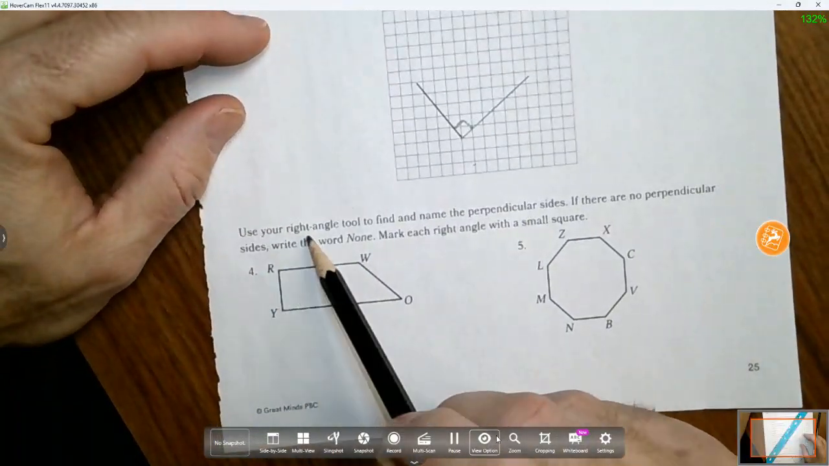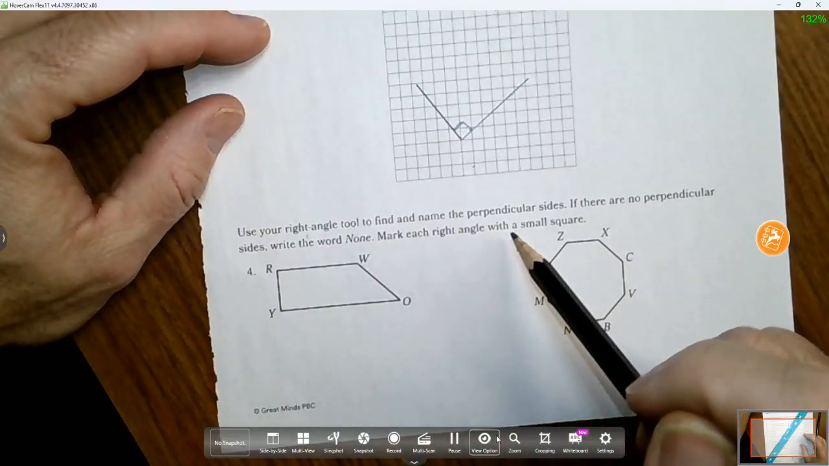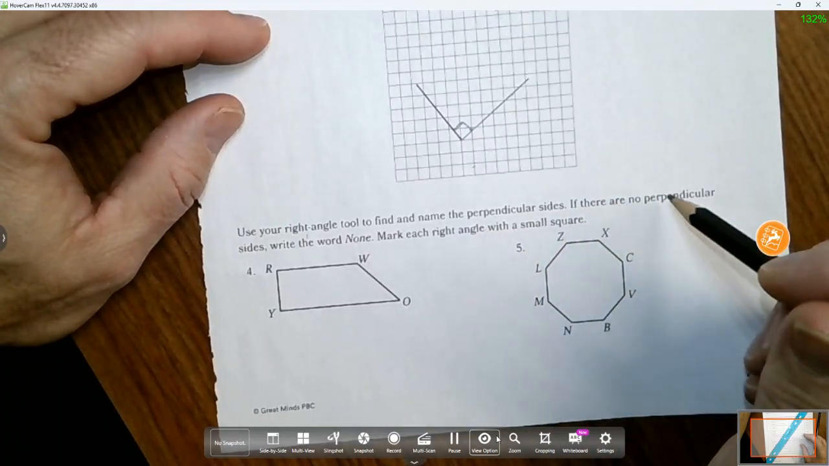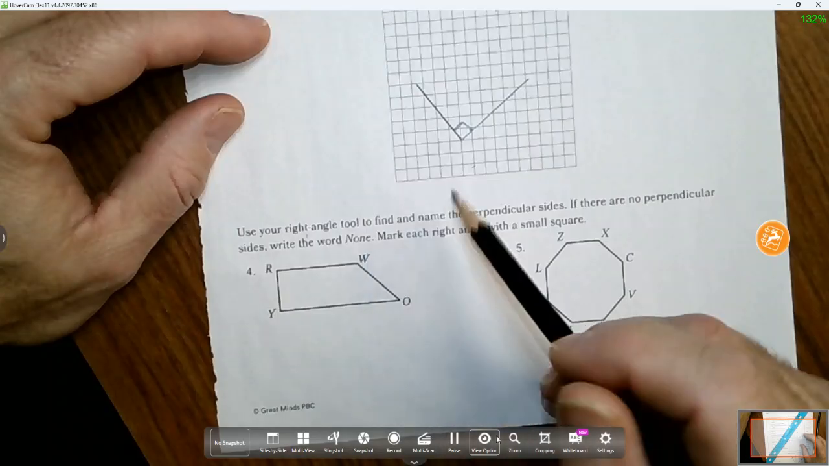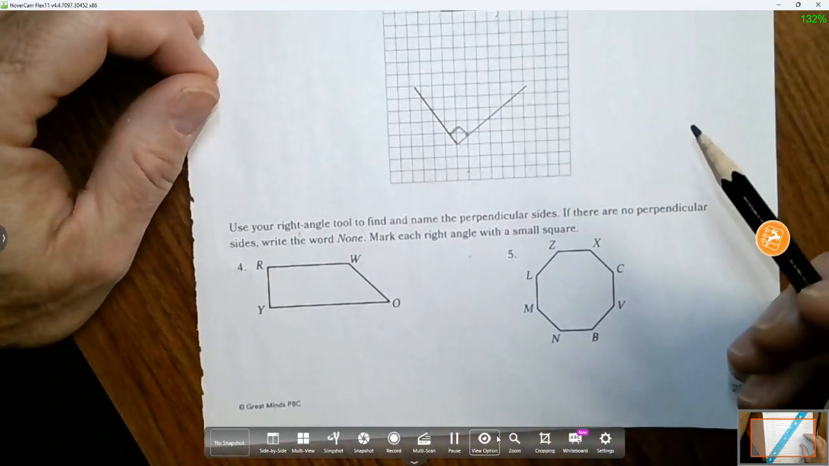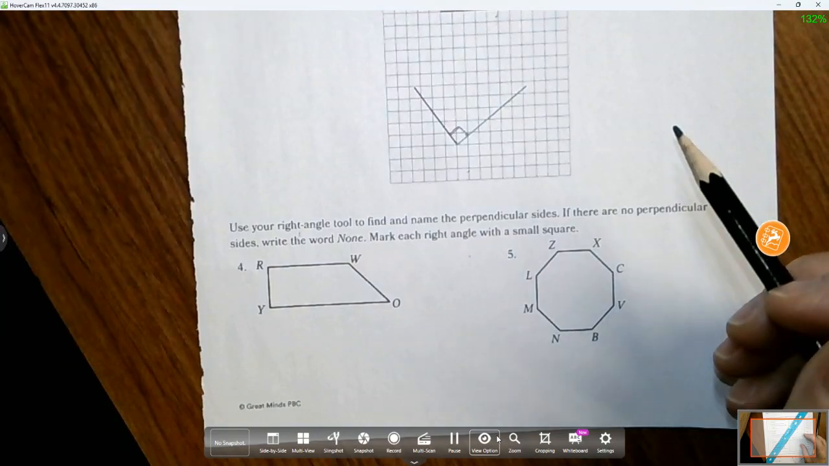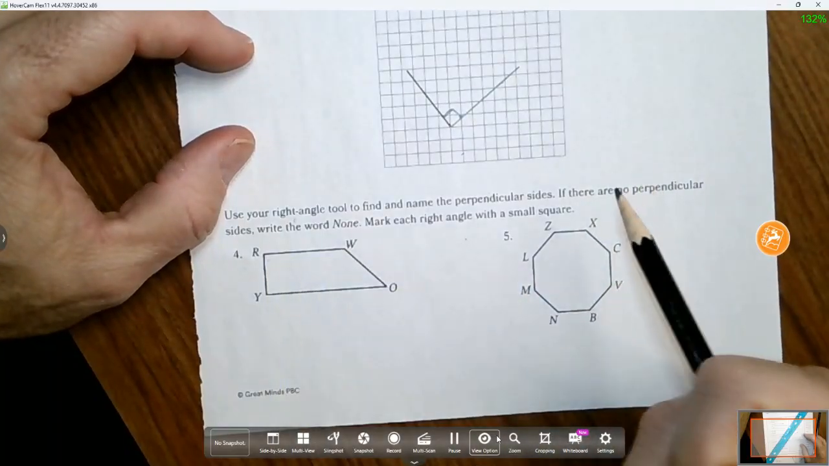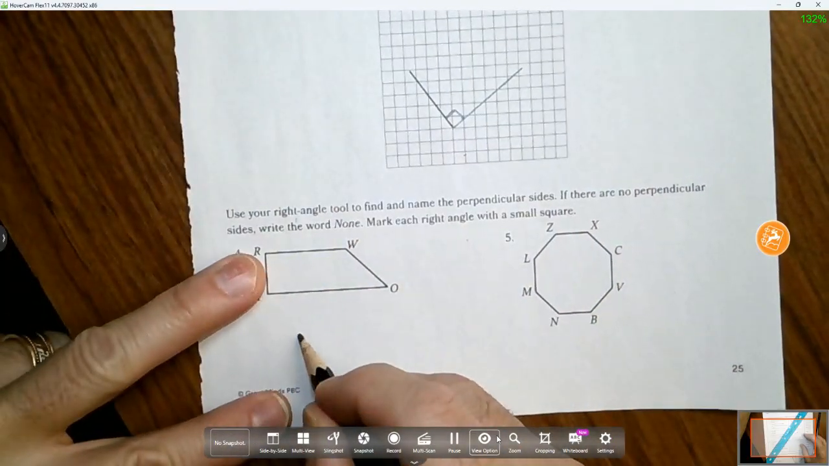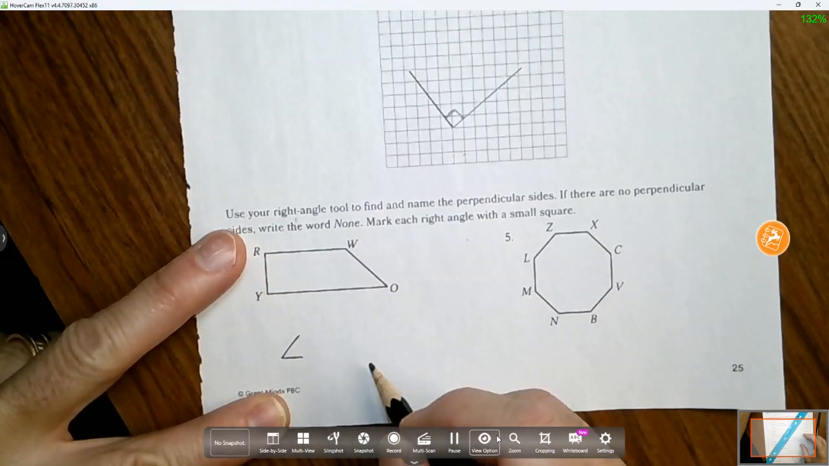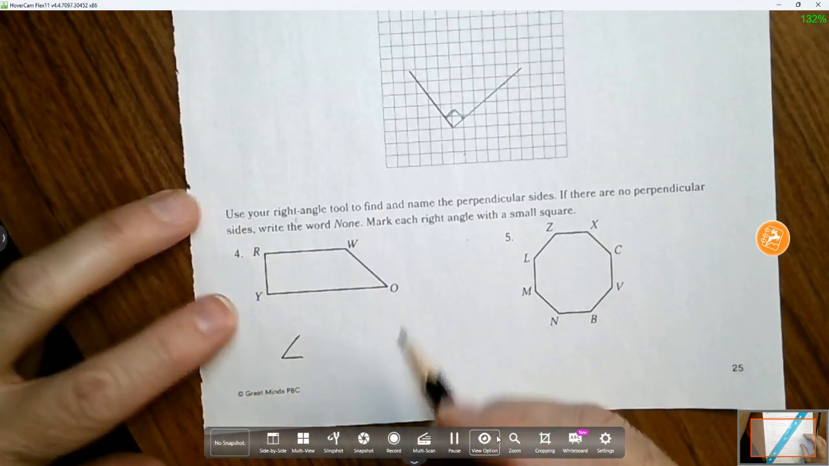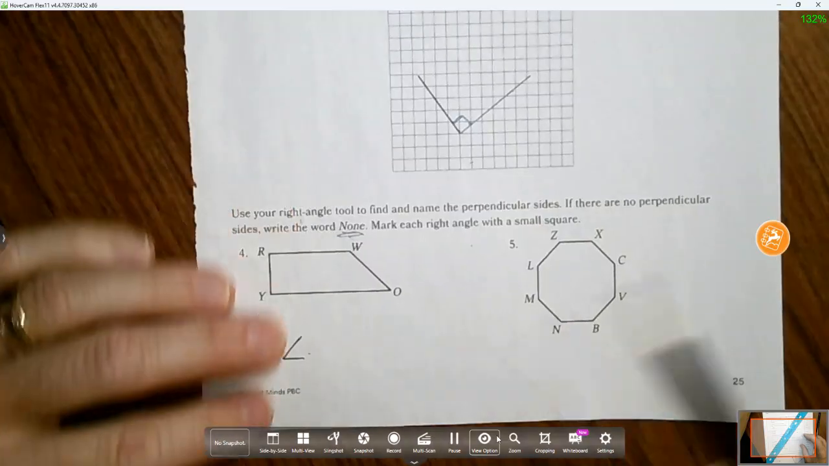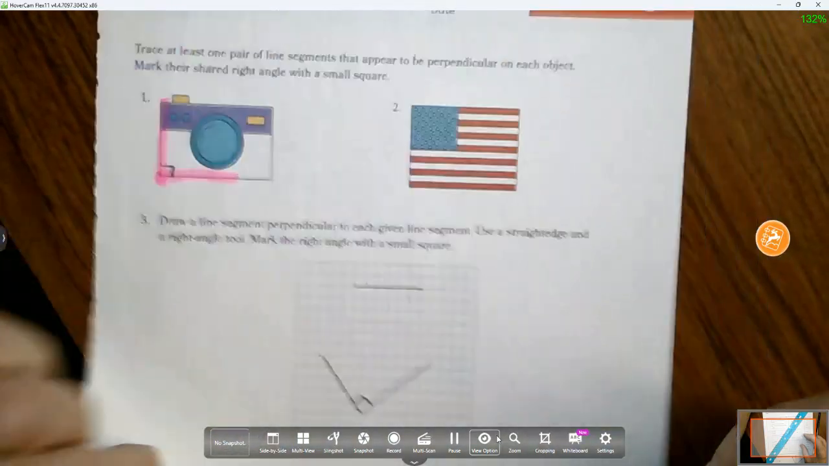Down here it says, use your right angle tool to find and name the perpendicular sides. If there are no perpendicular sides, write the word none. Mark each right angle with a small square. All right, so I'm not helping on this one. Use a Post-it note, use a piece of paper. See if you can find the right angles. If you can, name them. Remember, you have to draw the angle symbol and then put the letters that name it. Okay? If you don't see any, write the word none. All right? Let's flip over to the back.